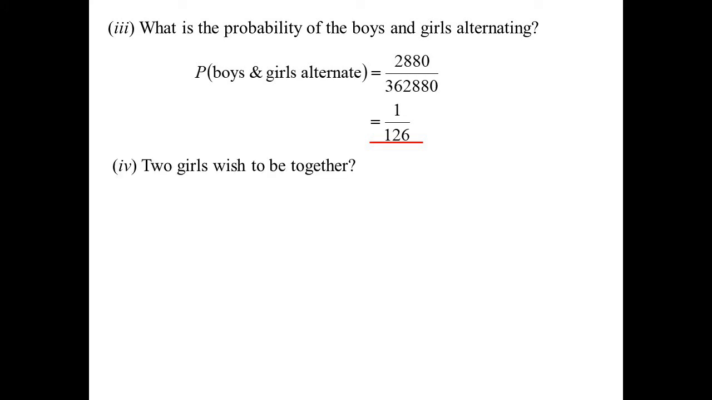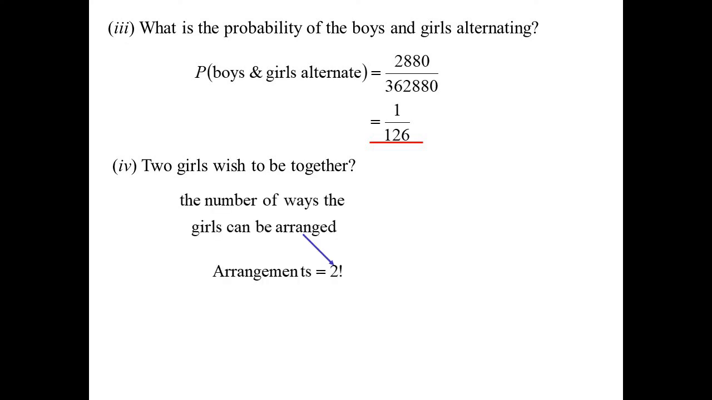Now hang on. 2 girls, they're really great friends. They just want to be together. So forget about the alternating. 2 girls want to be together. Look after the restrictions first. So we'll arrange them first. There's 2 factorial ways of doing it, or 2 if you like, but 2 factorial, 2 objects, 2 factorial.